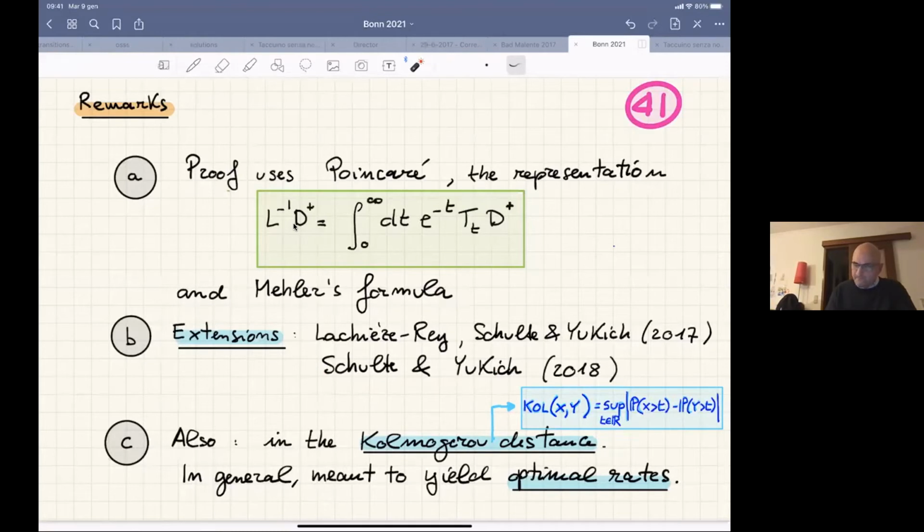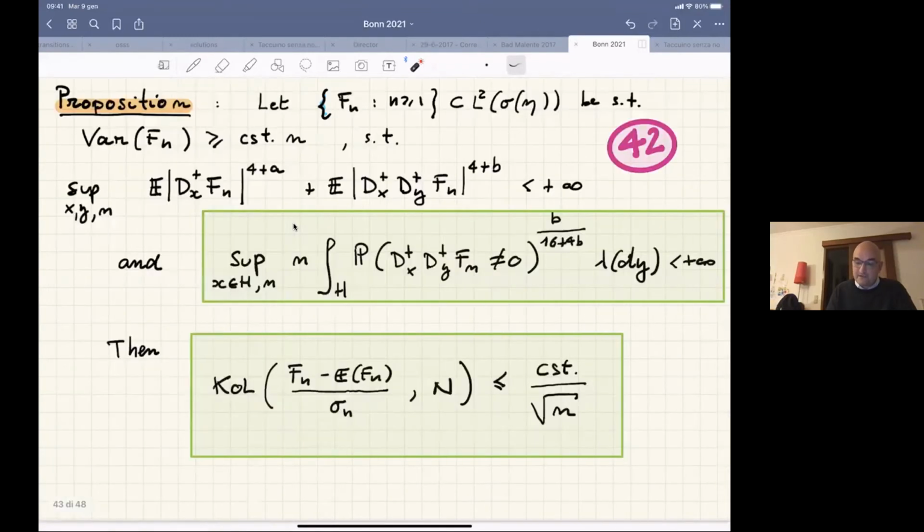And in general, let me tell you that this method is organized in such a way that it gives reasonable bounds that we can believe to be optimal in the convergence in several distances. In particular, it applies to the Kolmogorov distance, so not only to the Wasserstein distance, but to the Kolmogorov distance.